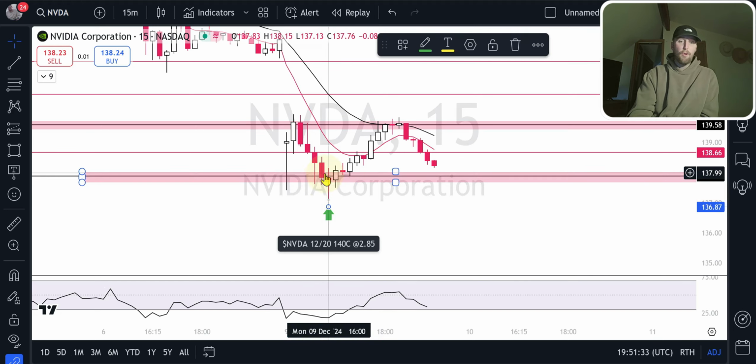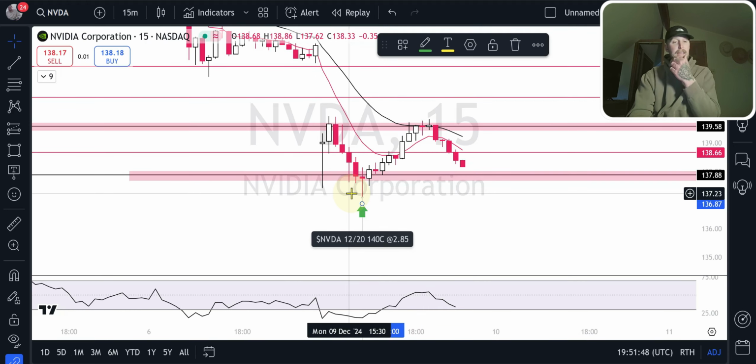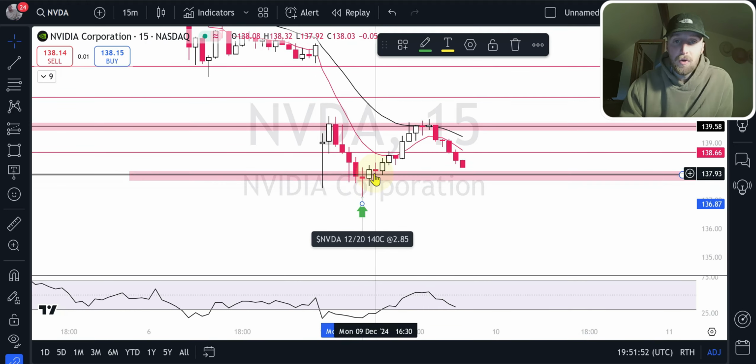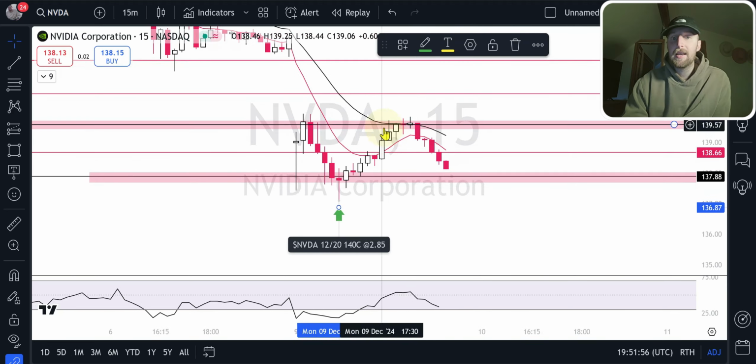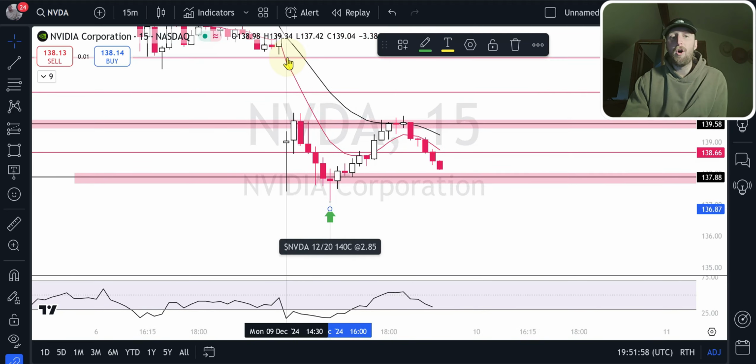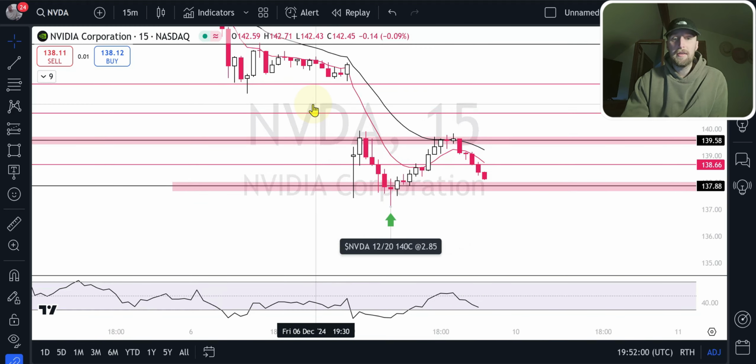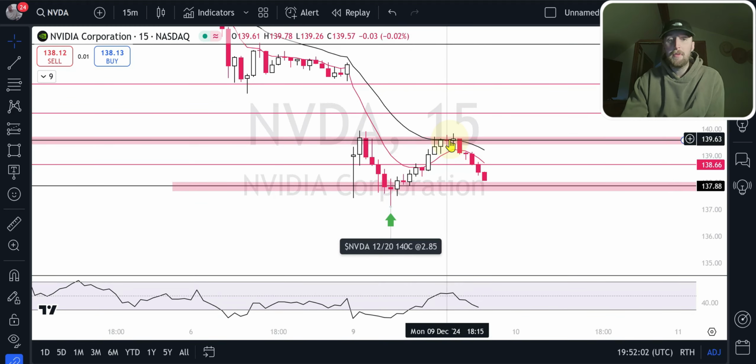Okay, so we form this perfect little doji candle right here. Next candle, bullish hammer up. Perfect entry on the 15-minute time frame. Again, it's really as simple as that. Now, if we continue up, we got a nice 100% move up this way. And again, here I like to use the 20 and 8 EMA.